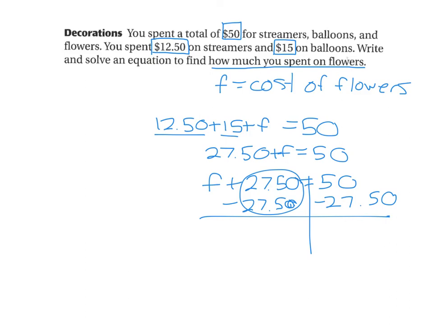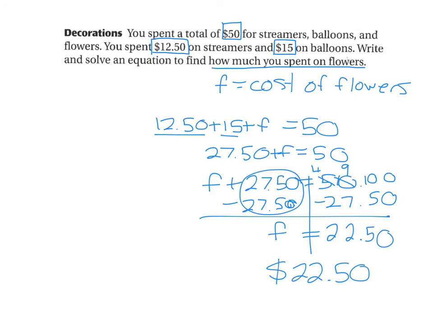So that gives me 0 over here. I have F equals, I'm going to put 50.00, and I'm going to subtract. 0 minus 0 is 0. I have to borrow here, and in order to do that I have to borrow for this 0. That makes it 10 if I change that to 4. And then I'm going to borrow from here. We're going to make that 9 because I'm going to take 1 for right here. 10 minus 5 is 5. Decimal comes straight down in subtraction. 9 minus 7 is 2. 4 minus 2 is 2. So F equals $22.50, which is the amount spent on flowers.